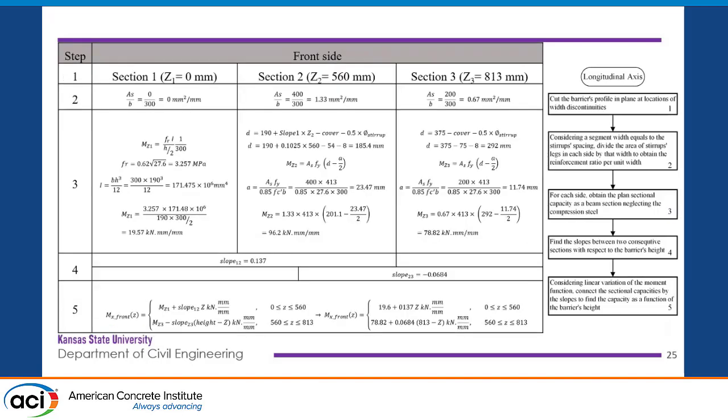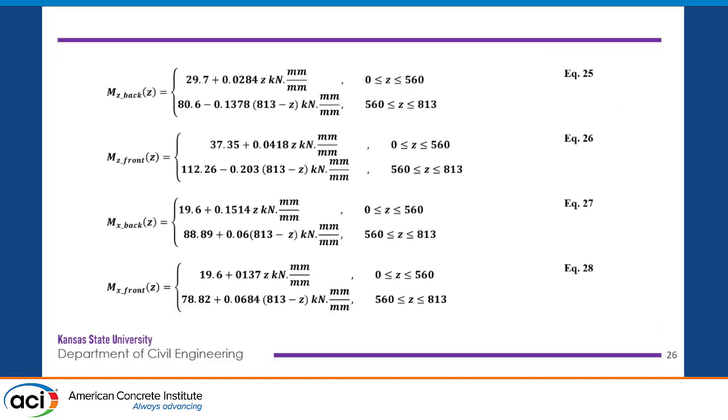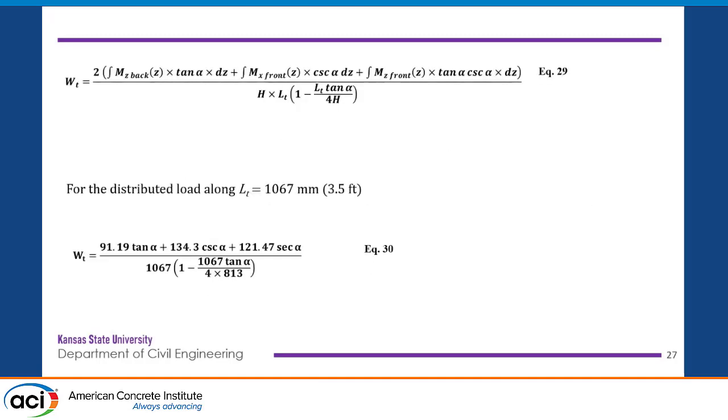The same for the front side. And then we will end up with all the moment functions along the vertical and horizontal axes as a function of the depth Z. We plug them into equation 22 to obtain equation 29. The same length LT, which is as per AASHTO, is used to apply the lateral force. Then we will obtain equation 30 by the closed form.